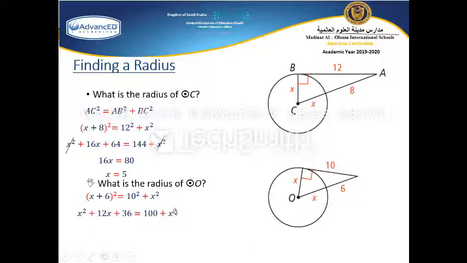And also by canceling both x squared on the right hand side and left hand side, we will get 12x plus 36 equals 100. By moving 36 to the other side in subtraction, we will get 12x equals 64, and by making a division, x equals 64 divided by 12, which equals 5 and 1 over 3.